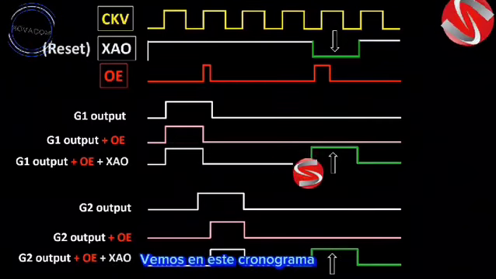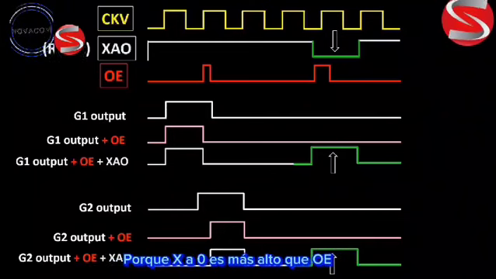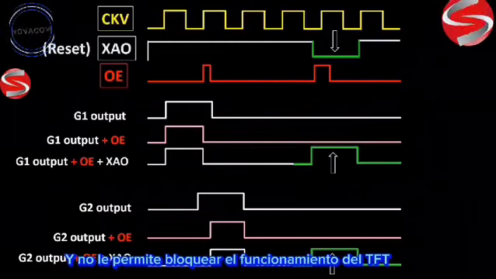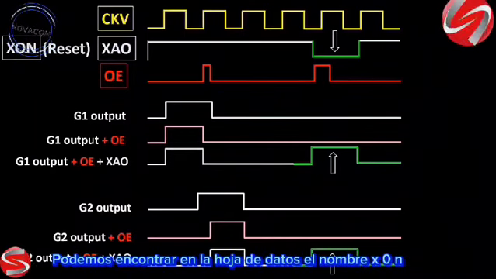We see on this chronogram that, although there is an OE pulse, there is no action on the state of the line because XAO is higher than OE and does not allow it to block the operation of the TFT. As another name for XAO, we can find on the datasheet the name XON.